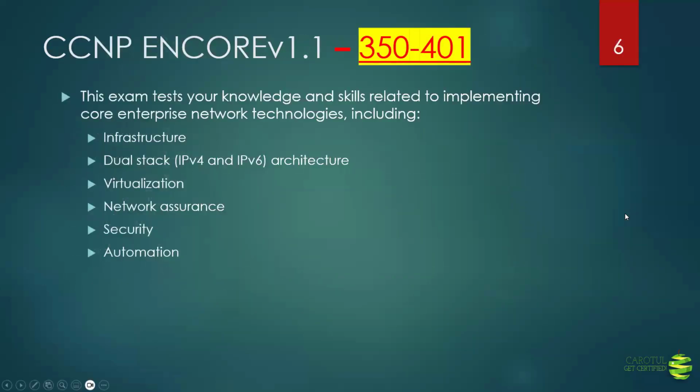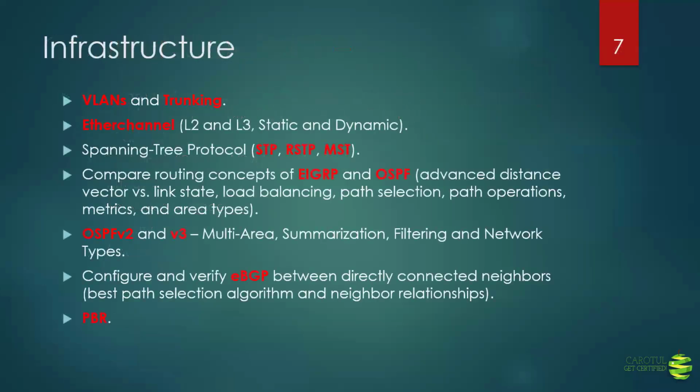So for the CCNP ENCOR, we actually have 5 or 6, you can see, different core technologies that we need to concentrate on: infrastructure, dual stack, IPv4 and IPv6, virtualization, network assurance, security, and automation. So we are going to go through all these technologies in detail. Like in the infrastructure part, you will see that we have VLANs and trunking, EtherChannels, so mostly layer 2 stuff and layer 3 stuff. So spanning tree protocol, rapid spanning tree protocol, multiple spanning tree protocol. So this is the switching part.